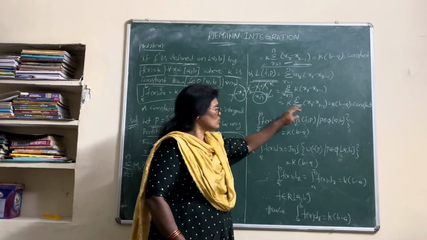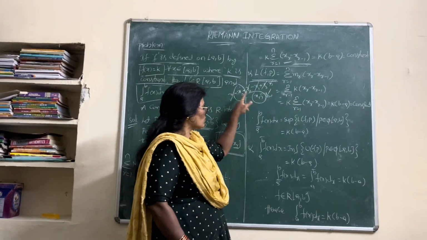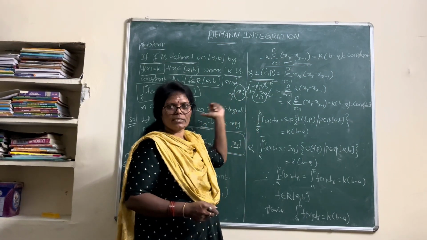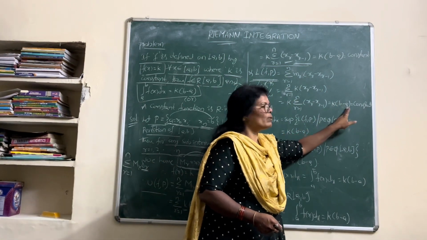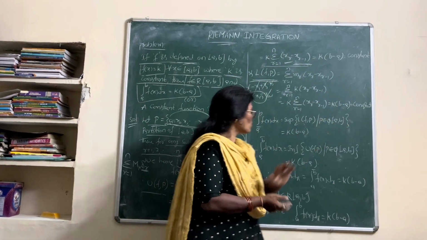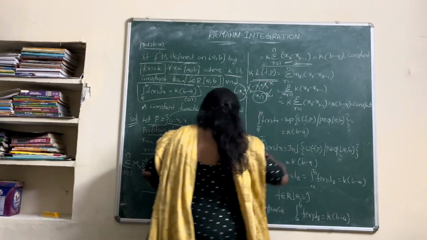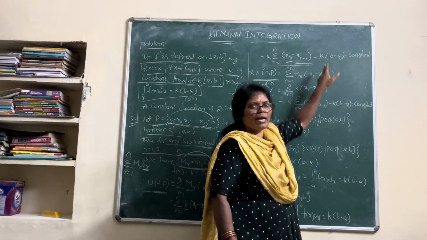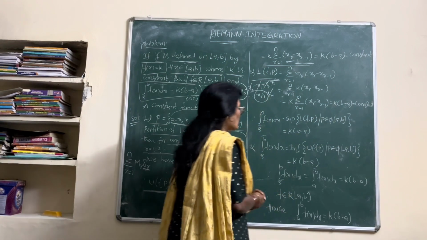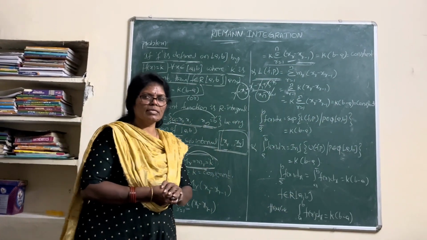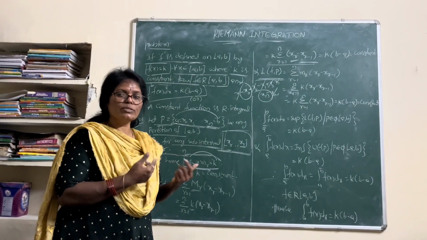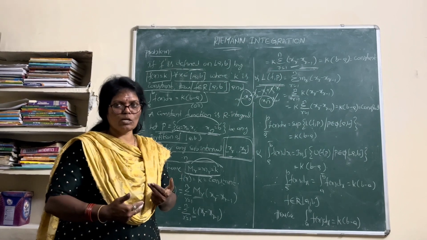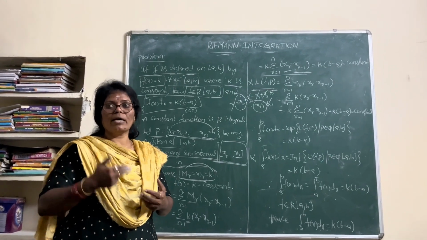Similarly, here we substitute r values from 1 to n, and we get xn and x0, where xn is b and x0 is a. Substituting, we get k into b minus a. This is also a constant term. So what we are getting here is that the lower Riemann sum and the upper Riemann sum have the same value. Now, using these two, we have to find the upper Riemann integral as well as the lower Riemann integral. Then only we'll get the Riemann integral.